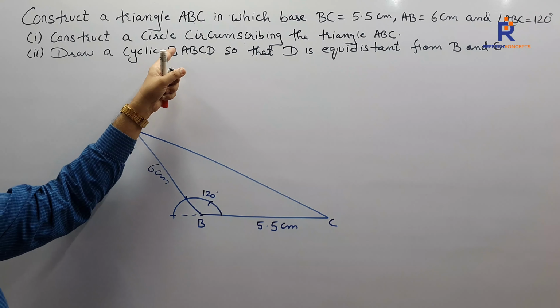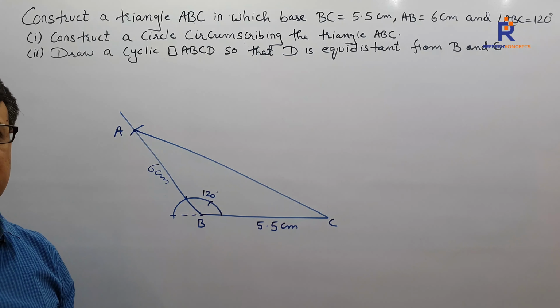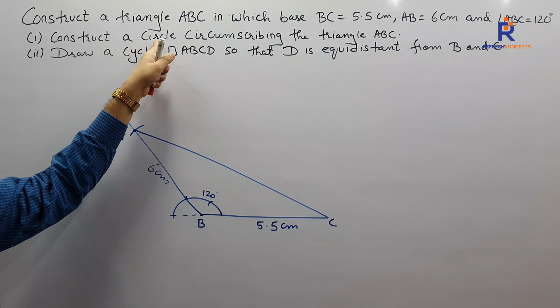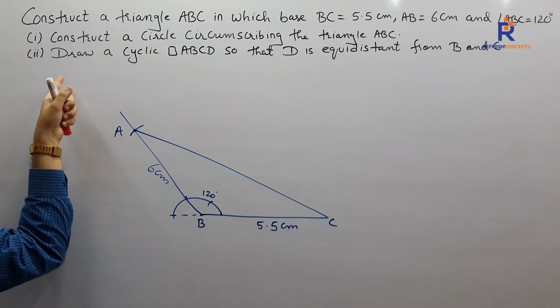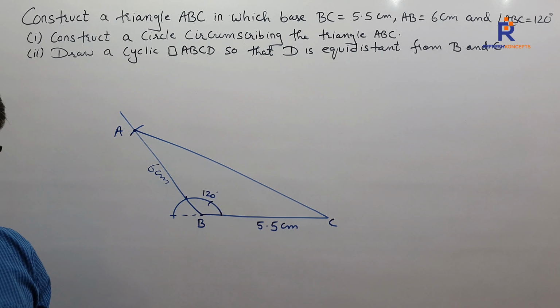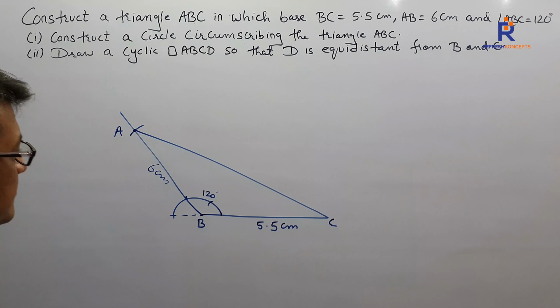What next? Construct a circle circumscribing triangle ABC. So this first part is from construction, and the second part belongs to loci. So you'll understand the picture, what I was saying. Sir kept on saying that loci and construction nowadays are being compiled together. So they say draw a circumscribing circle. In order to go for a circumcircle, we should go for perpendicular bisectors of any two sides.